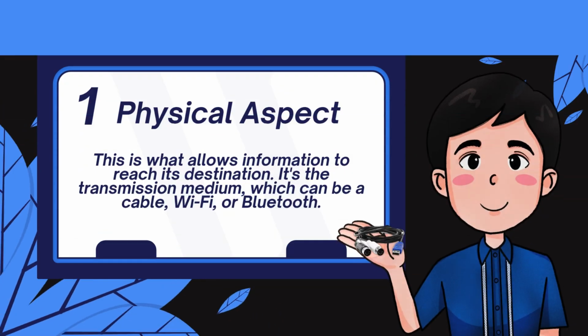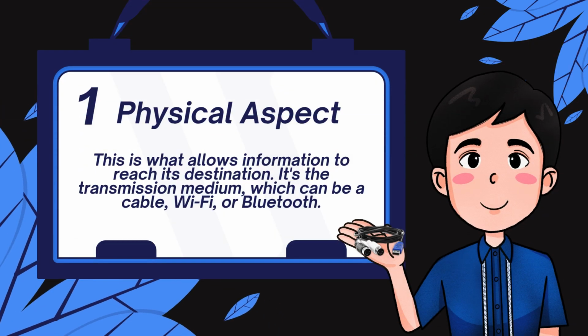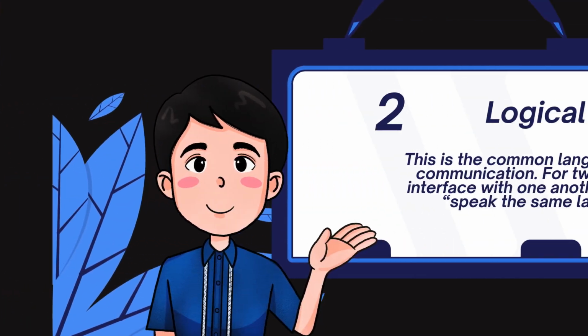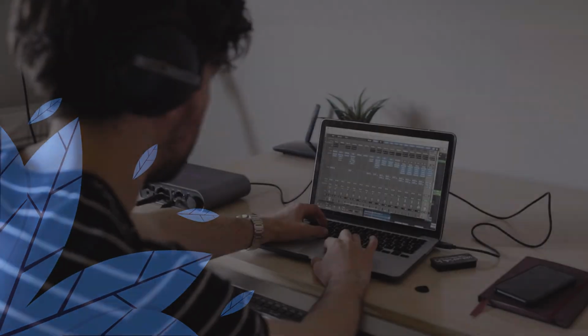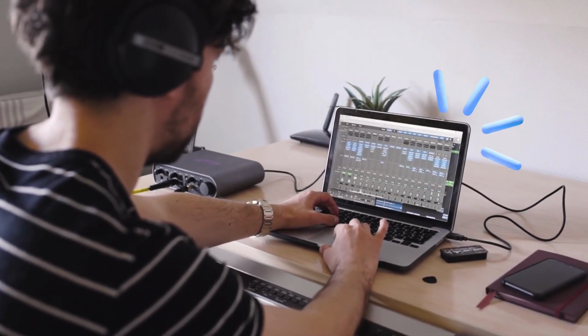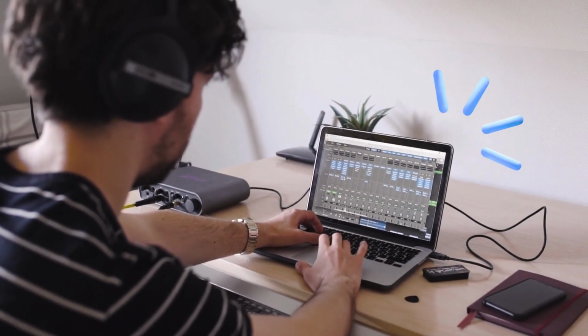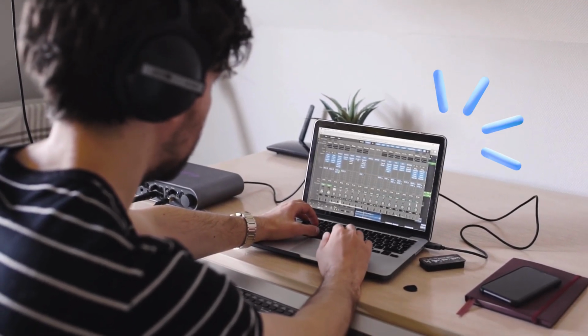In the context of MIDI, there are two essential aspects to understand. One, physical aspect. This is what allows information to reach its destination. It's the transmission medium, which can be a cable, Wi-Fi, or Bluetooth. Two, logical aspect. This is the common language used for communication. For two devices to interface with one another, they must speak the same language. Both the physical and logical aspects must be present and functioning for the interface to work properly.